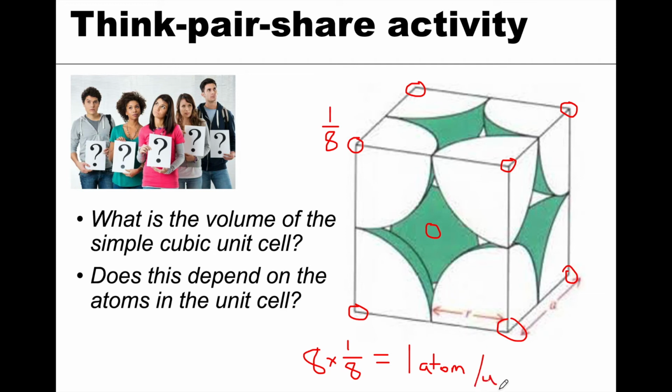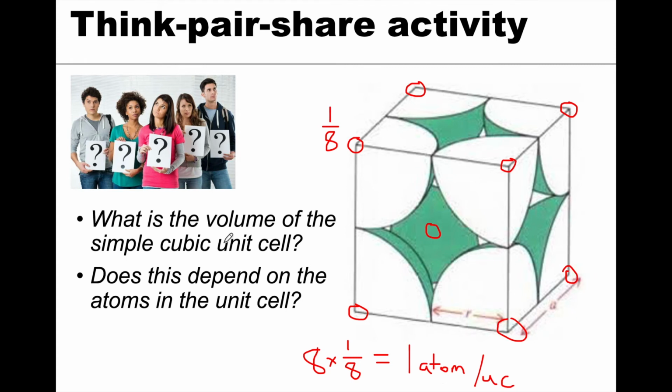I'll just use C for unit cell. So we have 1 atom per unit cell. Even though you see there is an atom centered here, there's only 1/8 within the unit cell. When we're talking about the volume inside this cell, we only count what's inside of it. So we have 8 times 1/8, which means inside this cube there's 1 atom, because there's 8 eighths.